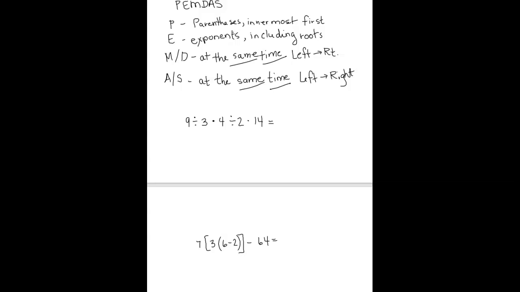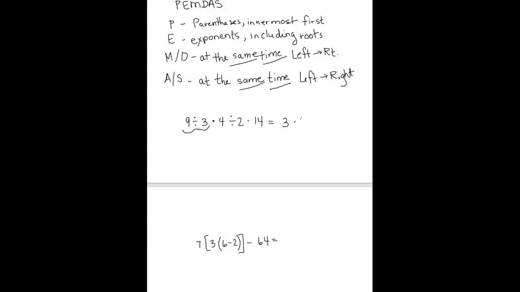Addition and subtraction, same deal. I see way too many people thinking they should add and then subtract. The answer is no, you're adding and subtracting at the same time as you go left to right. So in this particular case, I have some that we're going to work our way through. So I have 9 divided by 3. All right, that's going to get me a 3, right?